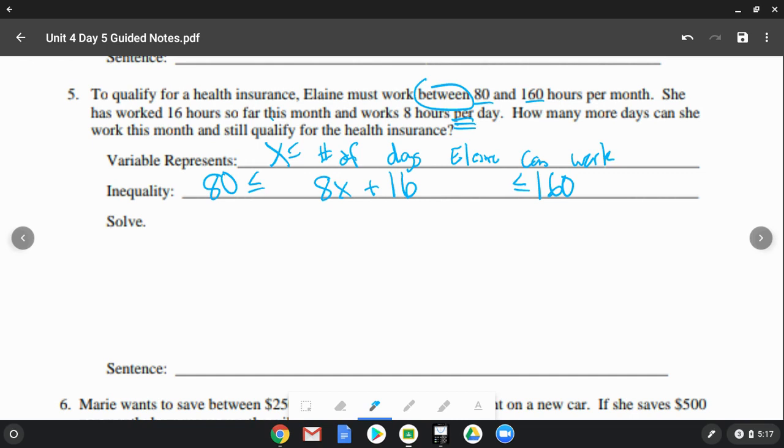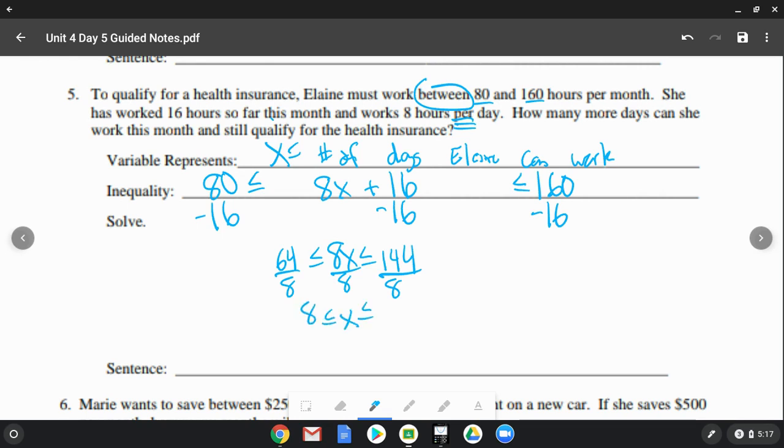So now we have 8x plus 16, so we're going to subtract 16 from all three sides. So now we have 8x is less than or equal to 160 minus 16, I think is 144. And that is 64 on the left. You divide by 8 on all three sides. And we get x is less than or equal to, that's 8. I got to use my calculator for 144 divided by 8. We get 18 on that one.